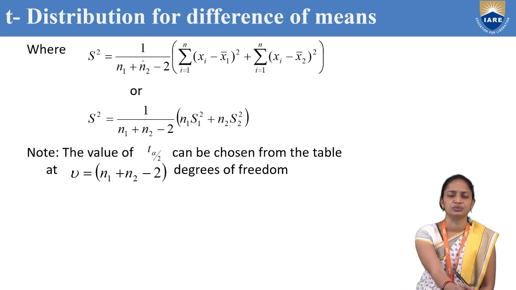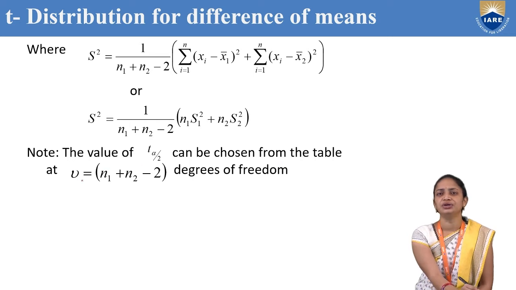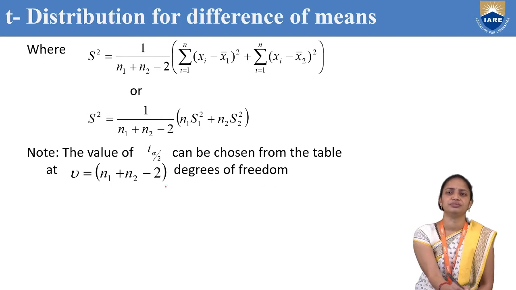Where s square equal to 1 by n1 plus n2 minus 2 into summation i equal to 1 to n xi minus x1 bar whole square plus summation i equal to 1 to n xi minus x2 bar whole square, or s square equal to 1 by n1 plus n2 minus 2 into n1 s1 square plus n2 s2 square. Note, the value of t alpha by 2, or the tabulated value, can be chosen from the table at nu equal to n1 plus n2 minus 2 degrees of freedom.